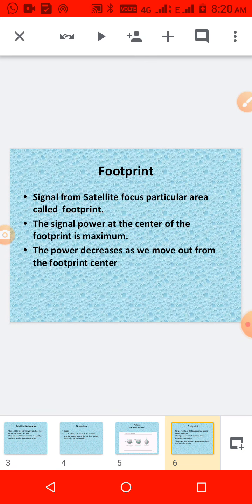Next, see the definition. What do you mean by footprint? It is how much area the satellite focuses on the earth. That is called a footprint. The signal from the satellite focuses on a particular area, called a footprint. The signal power is maximum at the middle, and when we go outwards, it decreases.